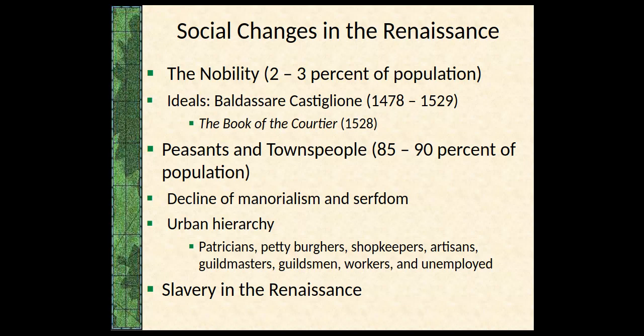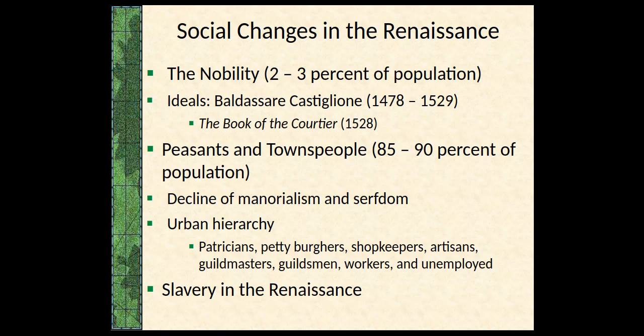Now, in the cities, you're looking at about 6 to 7% of the population living in cities. And you have a hierarchy in these urban areas. And we're mostly talking about Italy here because there are not many cities, or what we would recognize as cities, in other parts of Europe, which is very rural. The richest people in these cities are called patricians. And those just below them are the petty burghers. And below them you have shopkeepers and artisans and guild masters. Below them you have guildsmen, people belonging to the guild, just skilled workers basically.